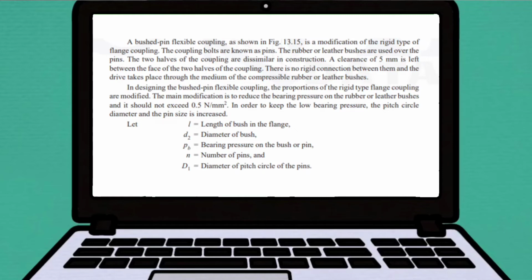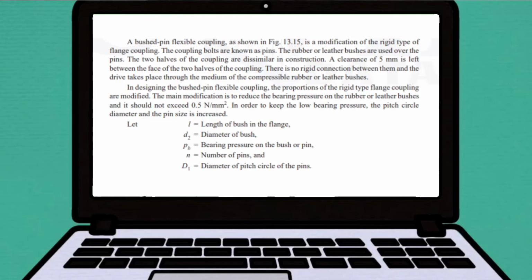or leather bushes. In designing the bush pin flexible coupling, the proportions of the rigid type flange coupling are modified. The main modification is to reduce the bearing pressure on the rubber or leather bushes, and it should not exceed 0.5 Newton per millimeter squared. In order to keep the low bearing pressure, the pitch circle diameter and the pin size are increased.